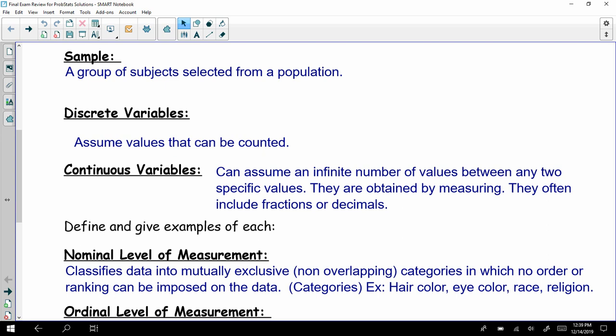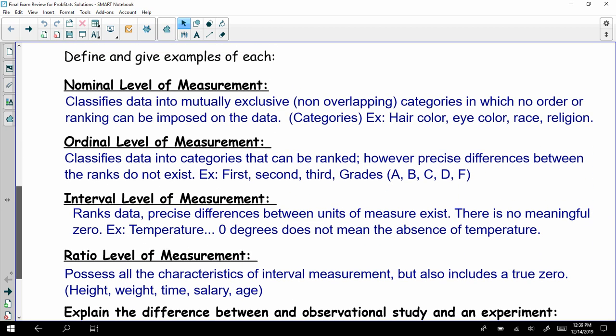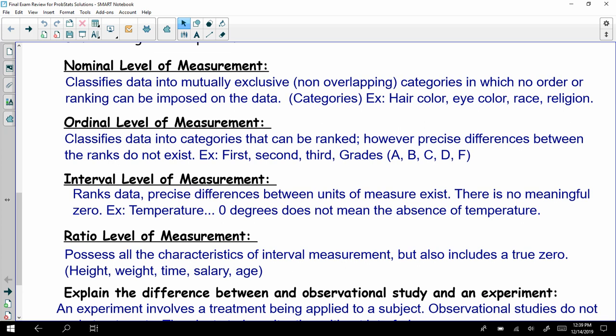Now let's talk about levels of measurement. You have to know the difference between nominal, ordinal, interval, ratio. Now nominal is just categories, right? When we're talking about hair color, eye color, race, or religion. Ordinal is when you're putting things into categories, but the precise differences don't exist. So like when you're doing first, second, and third place in a race, or if you're doing A, B, C, D, or F. Please try not to overthink this, okay?